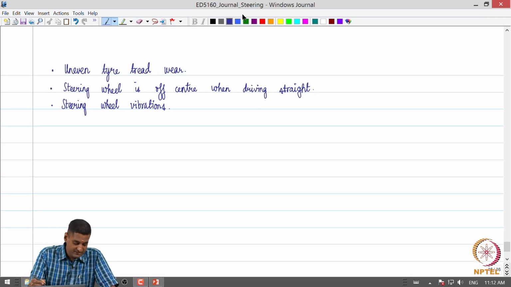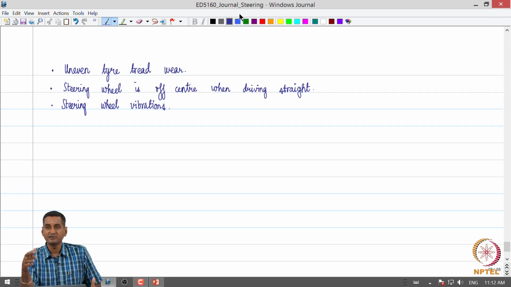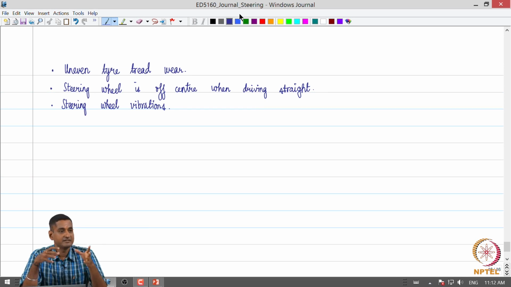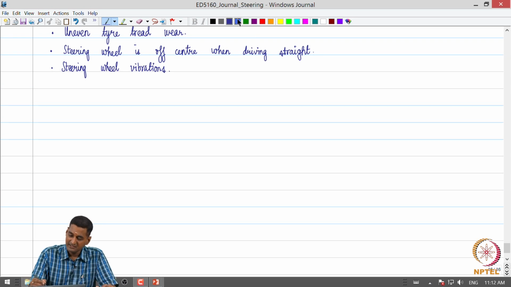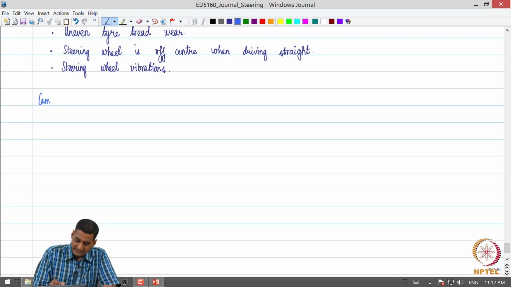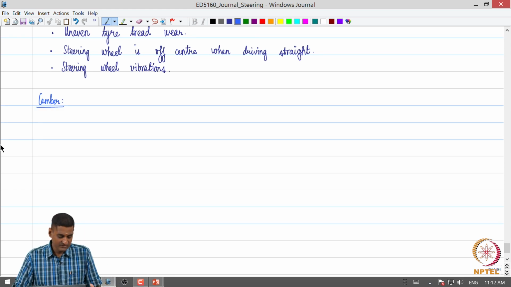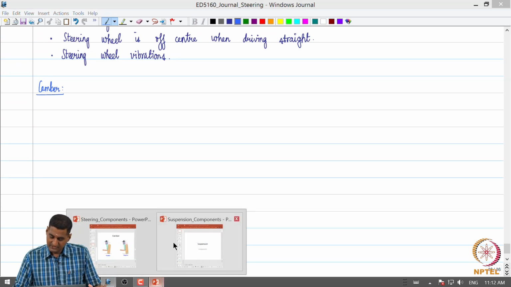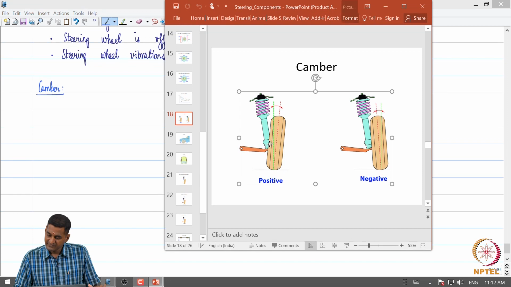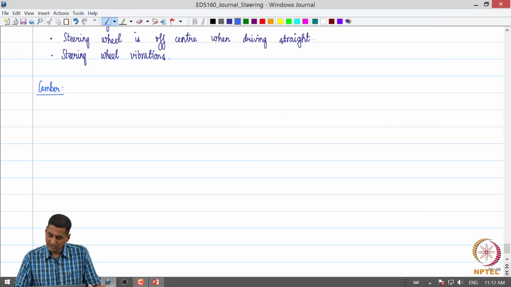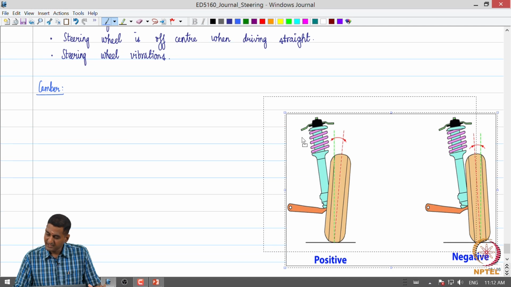So, what are the various wheel alignment parameters? By and large, there are what are called primary wheel alignment parameters, and what are called a secondary set of wheel alignment parameters. Generally, it is agreed upon that there are three important parameters which are critical to quantify wheel alignment. Okay. So, the first one is what is called the camber. So, what is camber, how is it defined, and what is its impact?